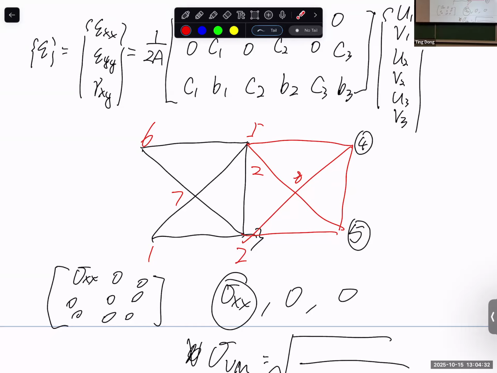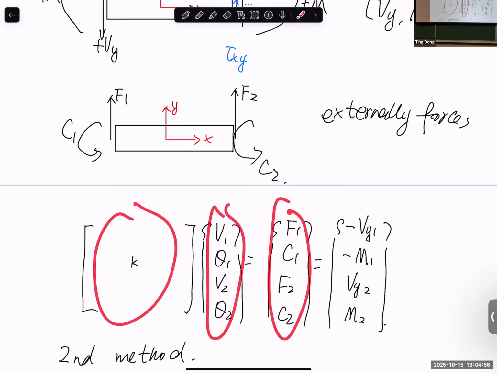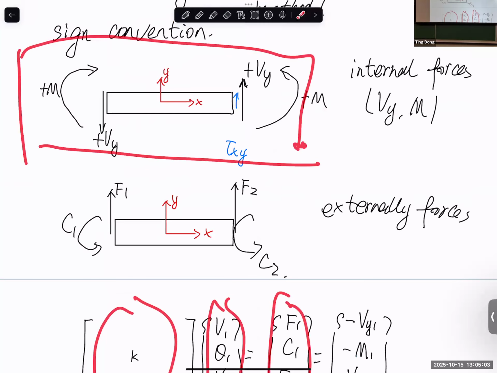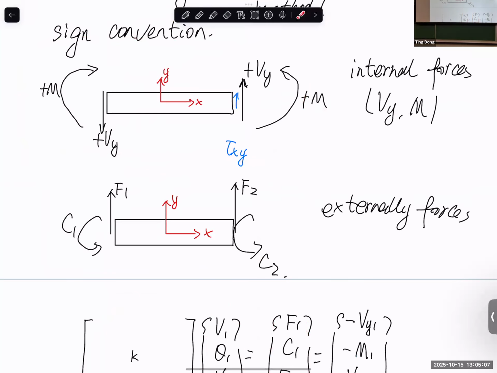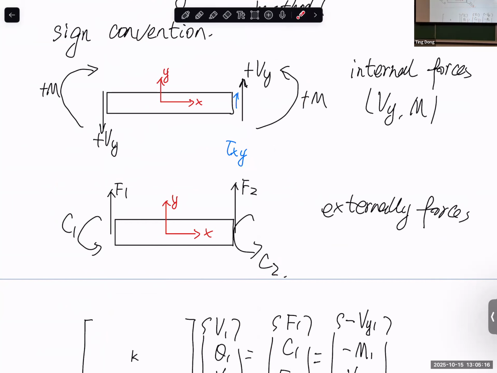Let me repeat again. The first method is based on the sign convention, since we know K times Q equals F. This is the sign convention of the internal force, which means shear force and bending moment. And this is the sign convention for the externally applied force, which always follows coordinates, as long as we put this as x coordinates and this as y coordinates. Of course, magnitudes are all the same.